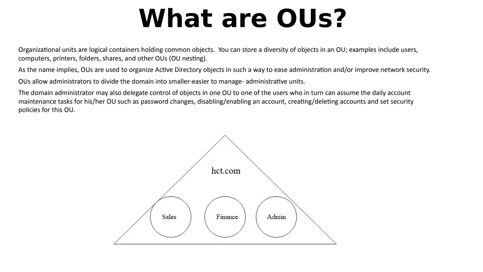So OUs are logical containers holding common objects. Okay, and you can include many objects in the OU, and you can put an OU inside another OU. We call it nesting. Okay. So here we have 3 OUs, for example.